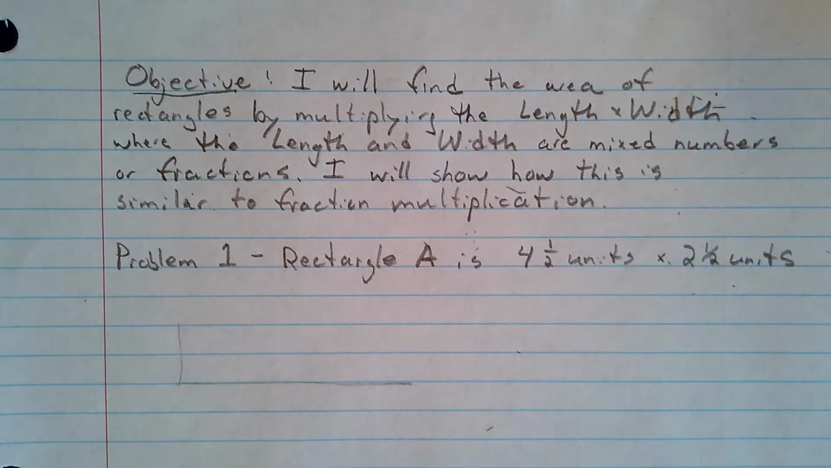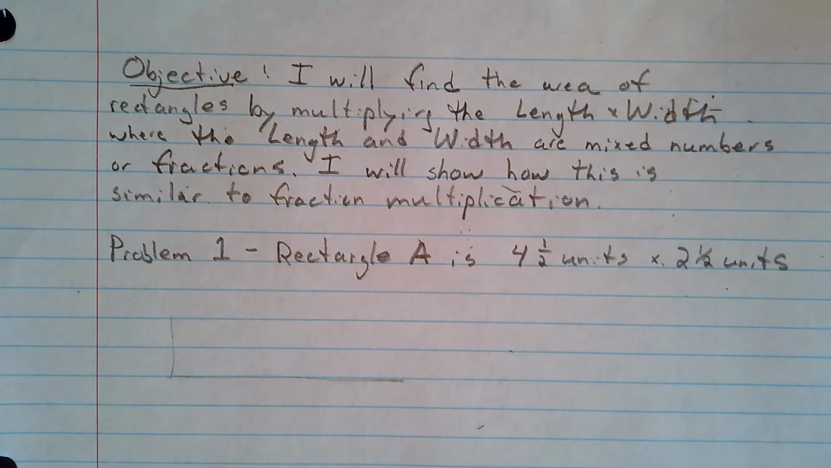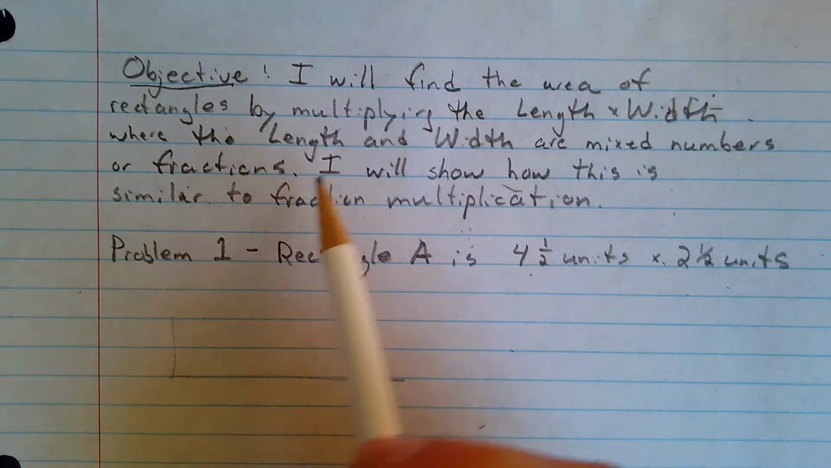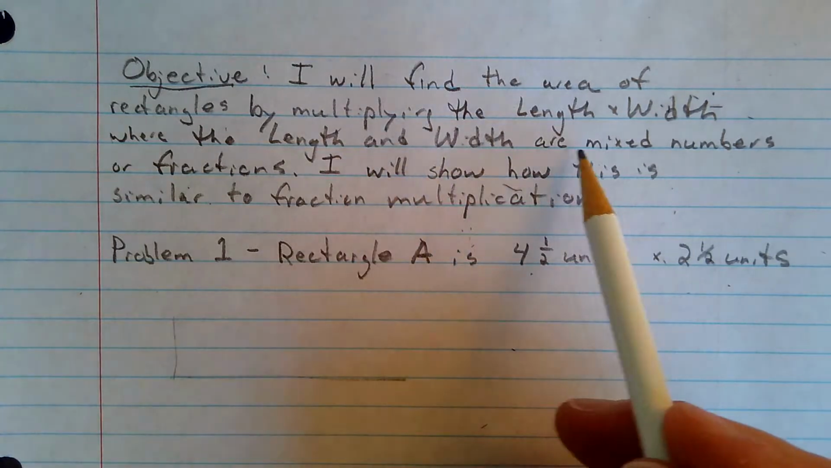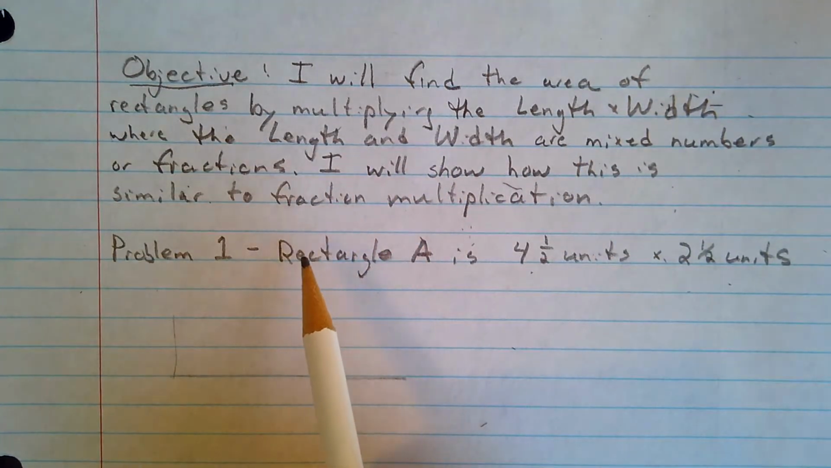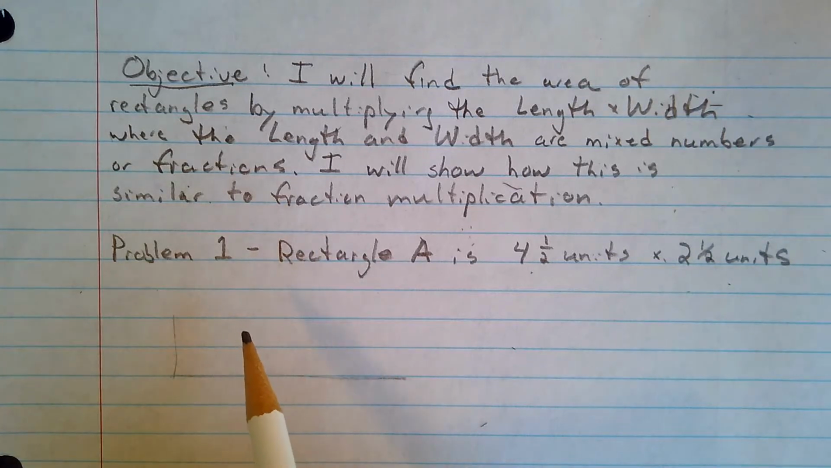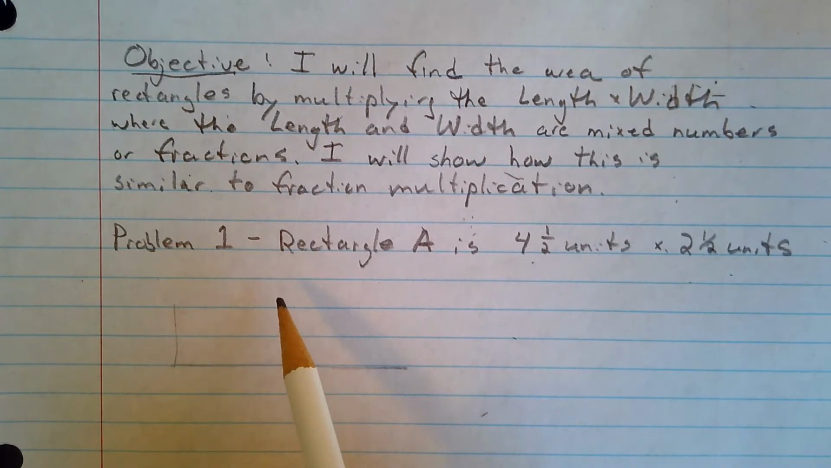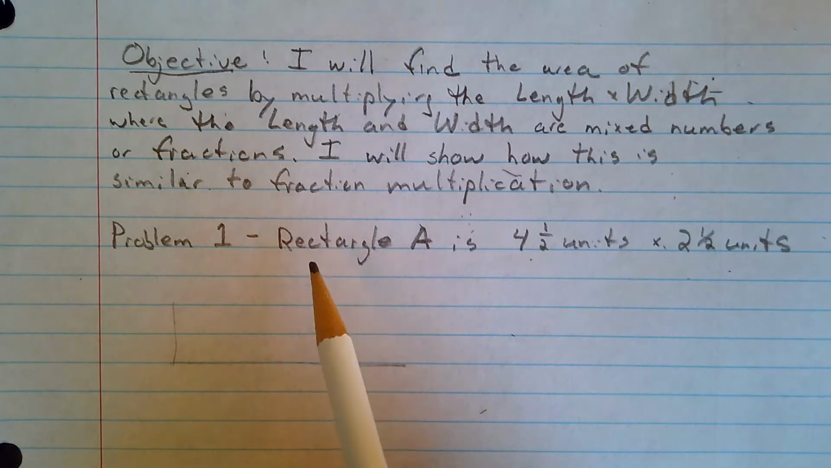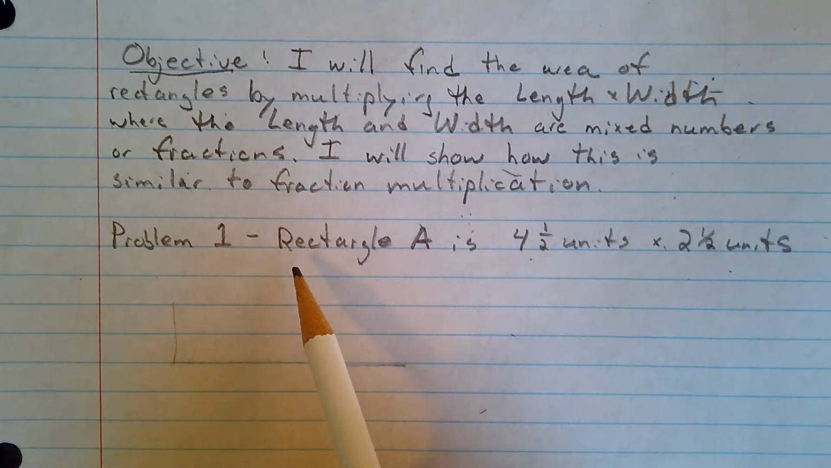So yesterday, one of those dimensions was a whole number. Today, maybe both of those dimensions can be mixed numbers or fractions. I will show how this is similar to fraction multiplication. I think this is actually the link that is going to help you the most, looking at how that's connected to the multiplication work that we already did earlier in the year in module 3, and maybe module 4 as well.